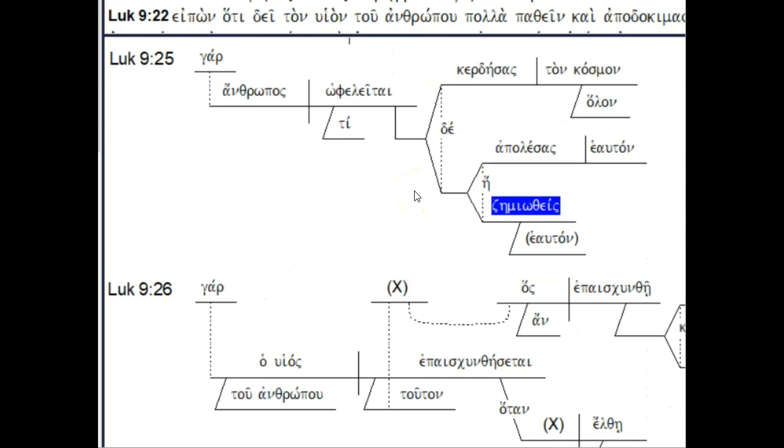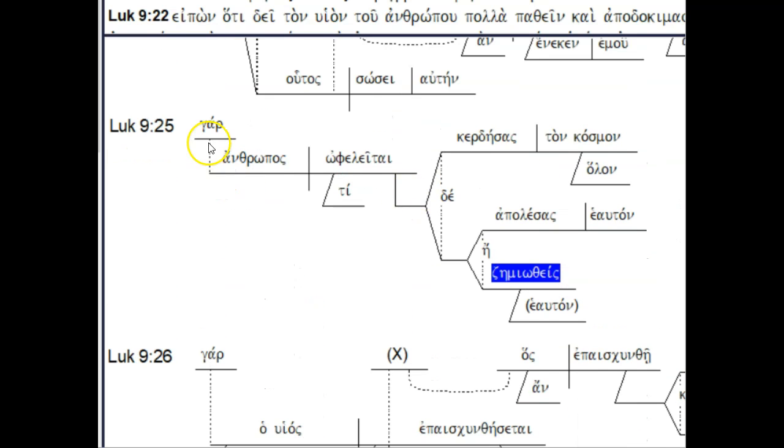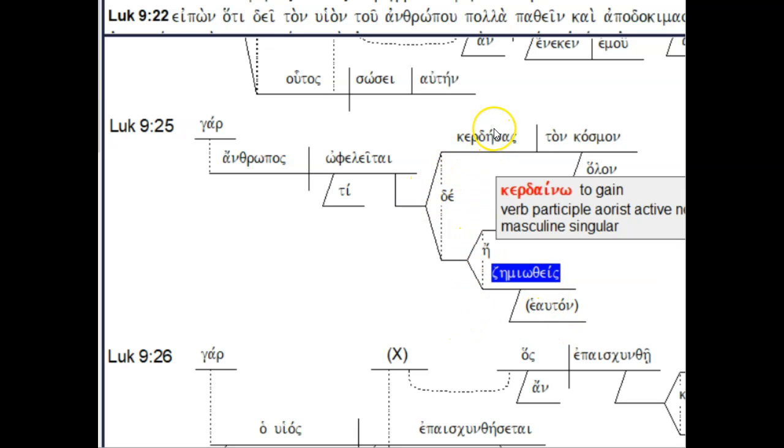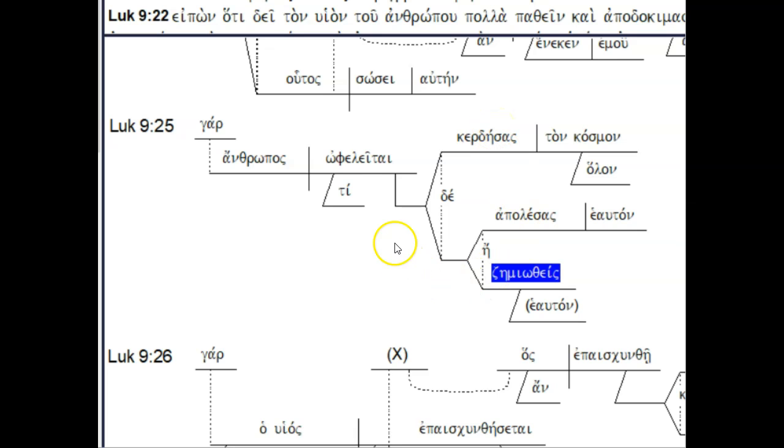Let's see, bring that down in the screen. There we go. "For what is a man profited, having gained the whole world, but having lost himself or having forfeited himself?" So Leedy identifies these as adverbial, telling something about the verb. So he's going to be taking them as a conditional, as well as does Wallace.